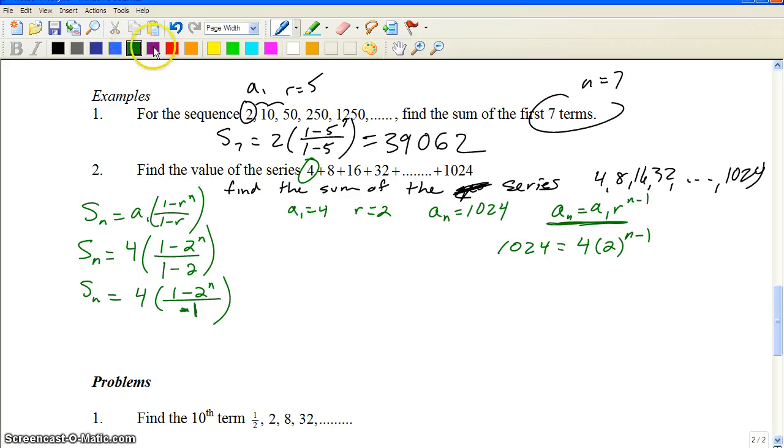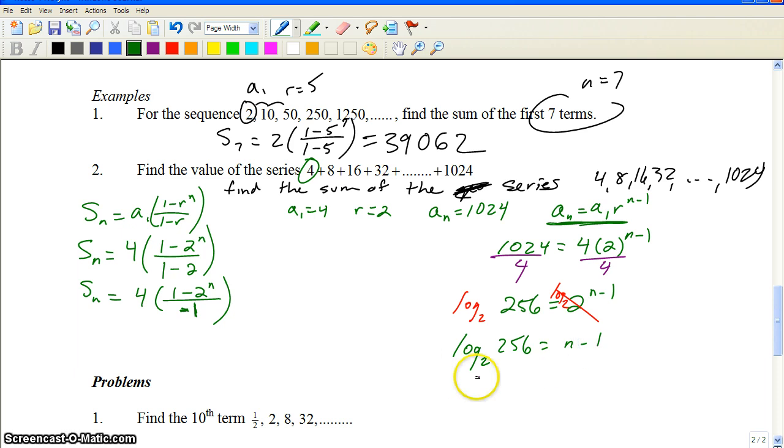Okay, so don't multiply 4 times 2. We're going to divide by 4 instead, order of operations. So that becomes 256 equals 2 to the n minus 1. So we're going to log base 2 both sides to get rid of that base. Those cancel. So we get log base 2 of 256 equals n minus 1. We're going to add 1 to both sides. Log base 2 of 256 plus 1 equals n.